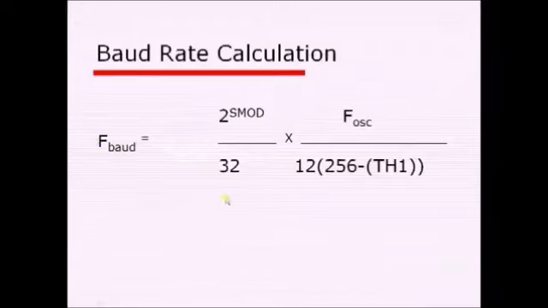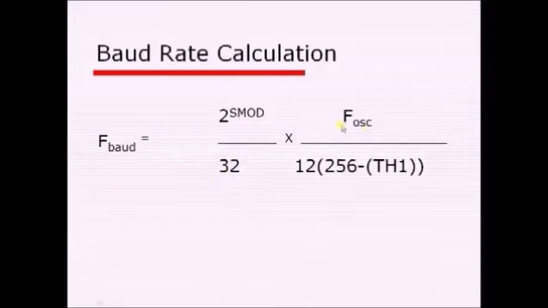This is the formula which we use for calculating the baud rate. Here f baud is known to us. Why? Because if I want to establish communication between the processor or controller and some other peripheral, I know the baud rate supported by the peripheral. So we have to select that baud rate, and 2 power SMOD is for doubling the baud rate, as I told you, and 32 is a constant. I'll tell you what this 32 is.